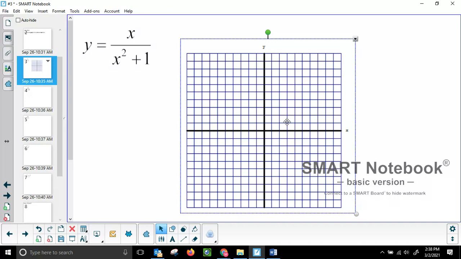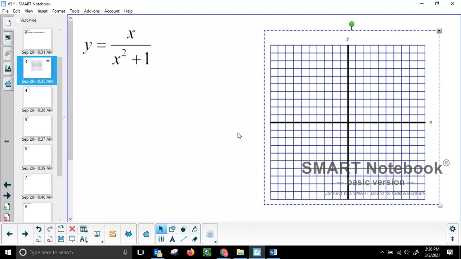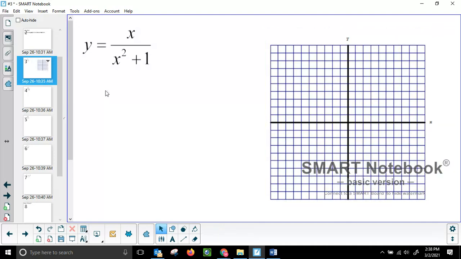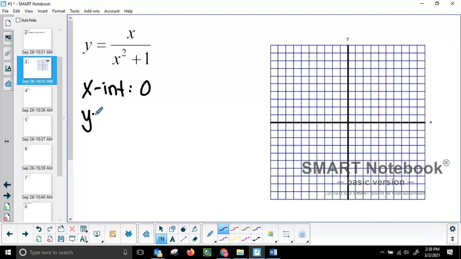All right, so now that we have our graph, we can go ahead and get going with our normal process here. So first we want to look for x-intercepts. So we set the numerator equal to 0 and solve. In this case, we just get 0. Y-intercept. Plug 0 in for x. Again, we get 0.